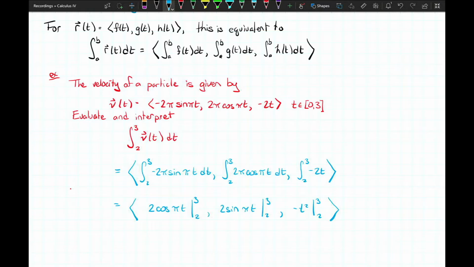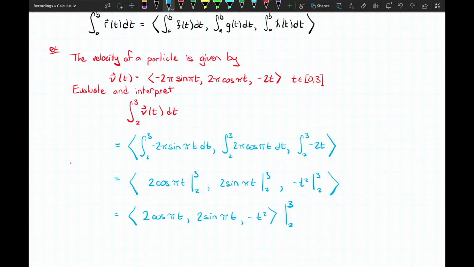Now, I haven't shown those little substitutions here, but you can always double check by taking the derivative that in fact these are antiderivatives. And then, of course, I just have a power rule for negative 2t to get negative t squared. Now, it could also be a lot more compact notation to simply write this as a vector function evaluated from 2 to 3. You can see that this is essentially like capital V of t, the antiderivative of our lowercase v of t. And we can double check that the derivative of capital V of t is equal to this velocity function.